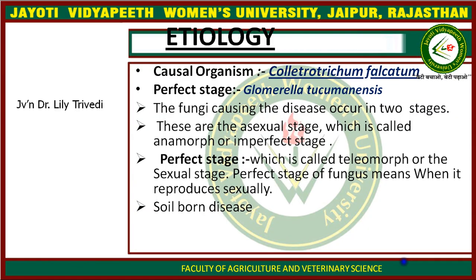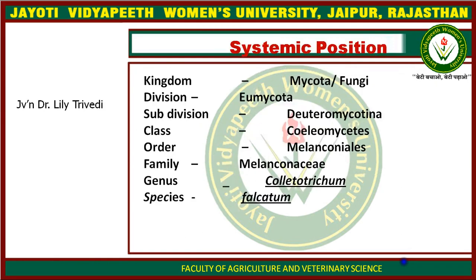The causal organism of this disease is Colletotrichum falcatum, and the perfect stage is Glomerella tucumanensis. The fungus causing this disease occurs in two stages. These are the asexual stage, which is called the anamorph or imperfect stage, and the perfect stage or the teleomorph or the sexual stage, which means when the fungus reproduces sexually. It is a soil-borne disease.